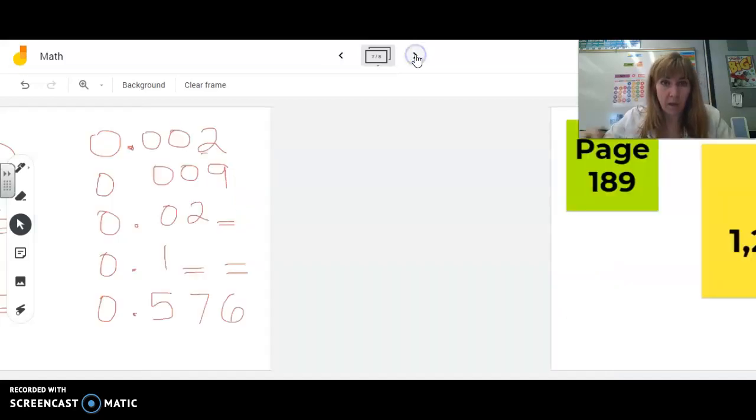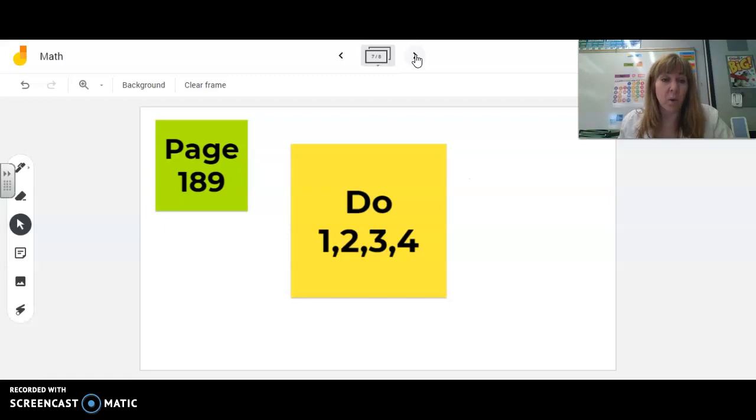Okay, last page. So I want you guys to give it a try now. So go to page 189, and I want you guys to do the rest of number 1, 2, and 3, and then you can also try number 4. So we'll do the rest of the page tomorrow. I'll make another video. Okay, I hope this works and you guys could see me writing stuff as we go. All right, go do some work.